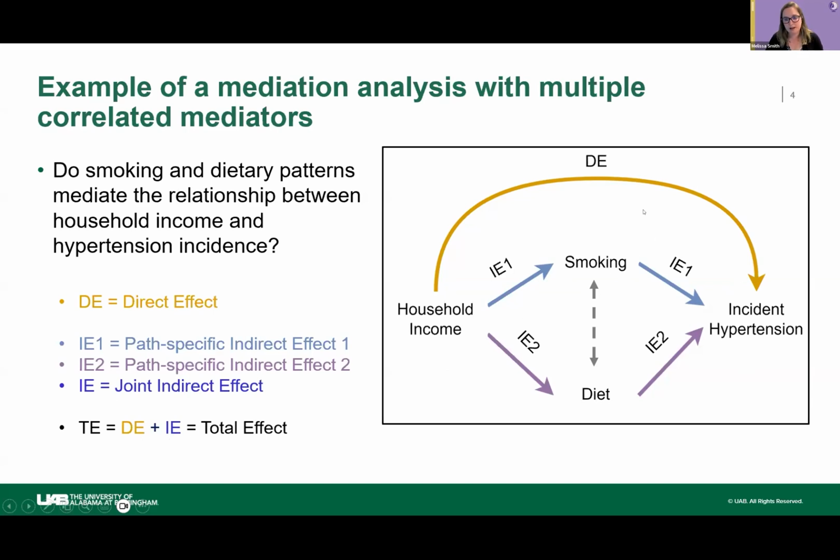Another important thing to note about this setup is that smoking and diet here are correlated. We're assuming that they're correlated due to some unmeasured confounding or backdoor path between them. They're not correlated due to smoking causing diet or diet causing smoking, so they're not ordered.